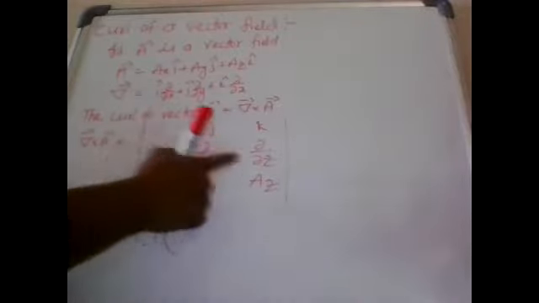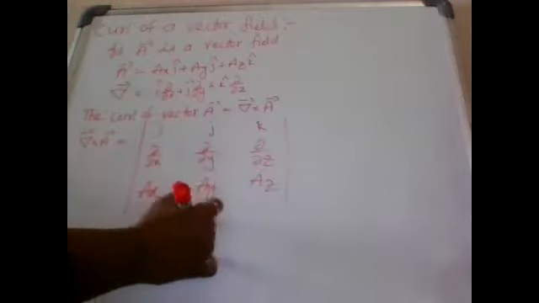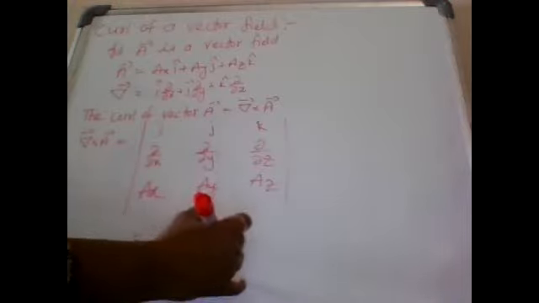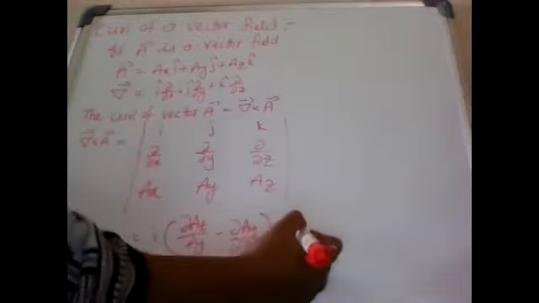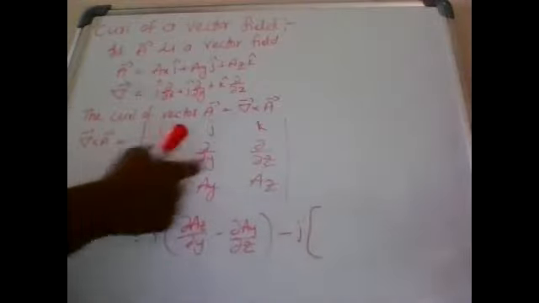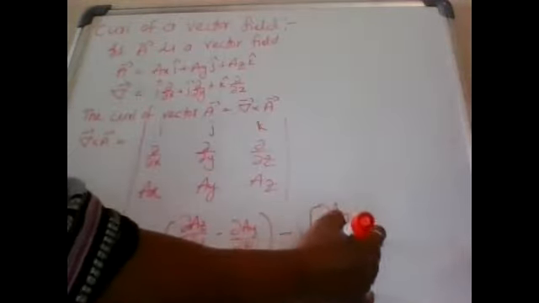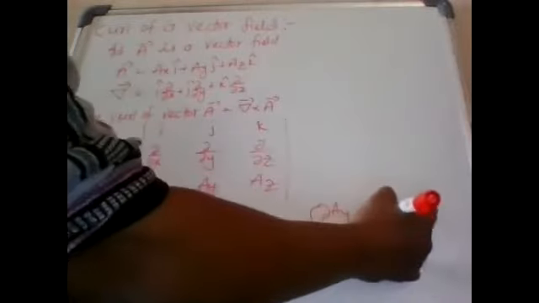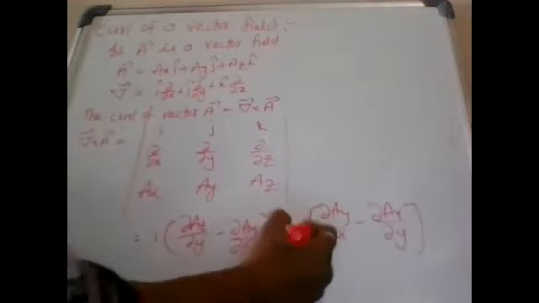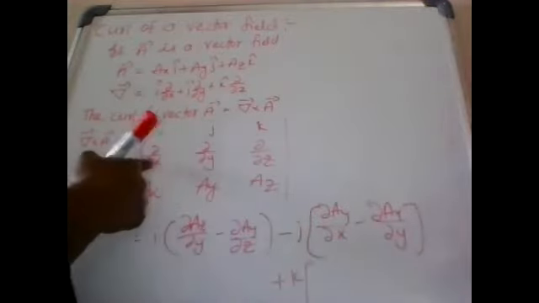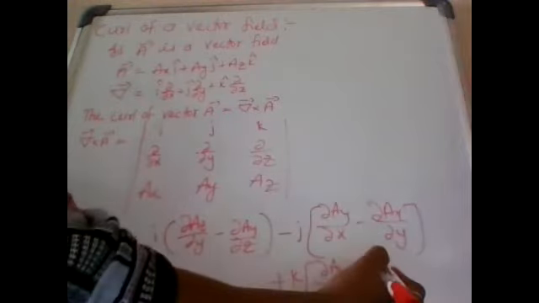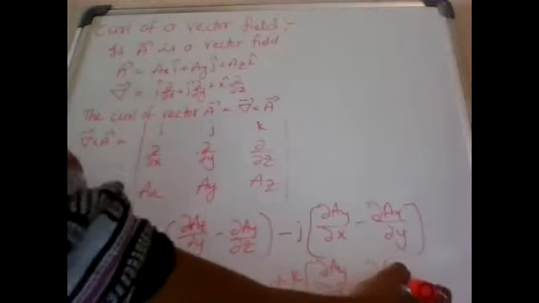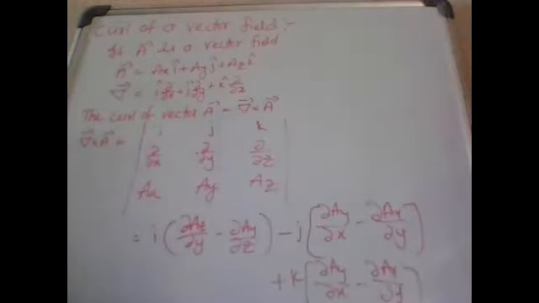i into dou A suffix z by dou y minus dou A suffix y by dou z, minus j into dou A suffix z by dou x minus dou A suffix x by dou z, plus k into dou A suffix y by dou x minus dou A suffix x by dou y. This is the del cross A value, the curl of a vector field.